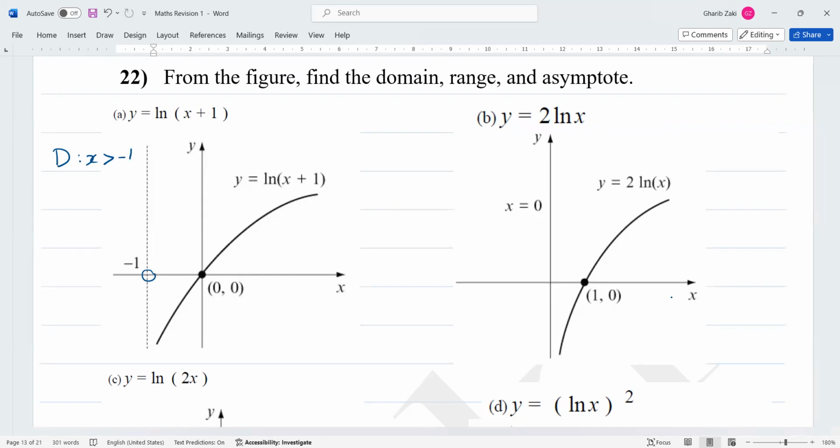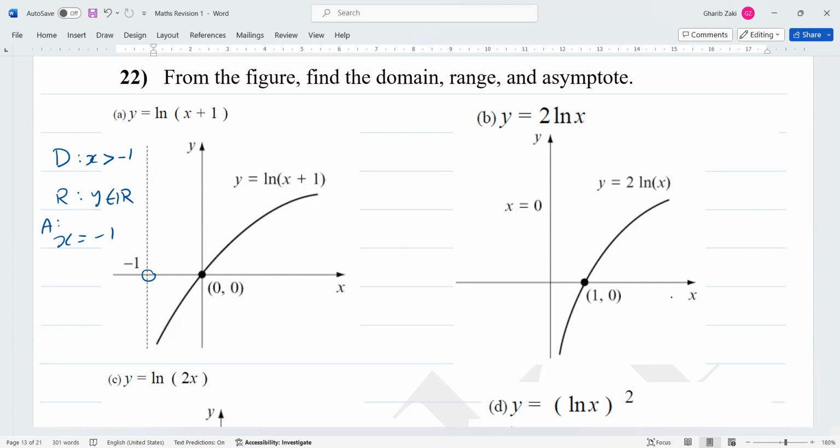Okay, now, what is the range? The range is the range of ln. So the range for all ln is y belongs to R. What is the asymptote? It is a vertical asymptote, so x equals -1. This is the asymptote.